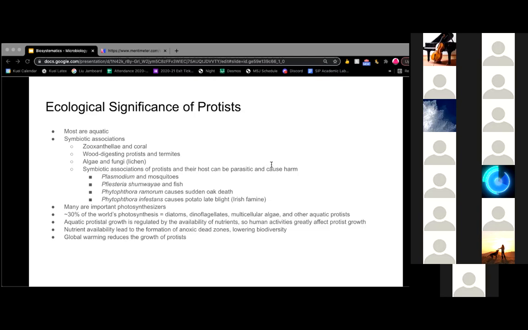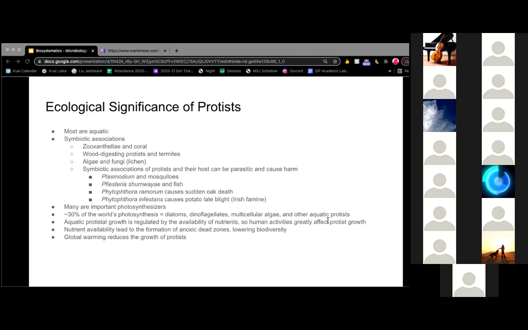Many protists are also important photosynthesizers and provide the base of the ecological food webs. And this is shown as about 30% of the world's photosynthesis is performed by diatoms, dinoflagellates, and multicellular algae and other aquatic protists. The growth of protists in aquatic environments is regulated by the availability of nutrients such as nitrogen, phosphorus, and iron. So human activities can greatly affect protist growth by altering nutrient availability.